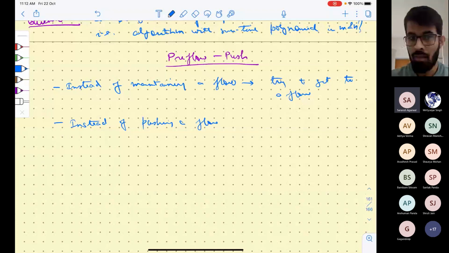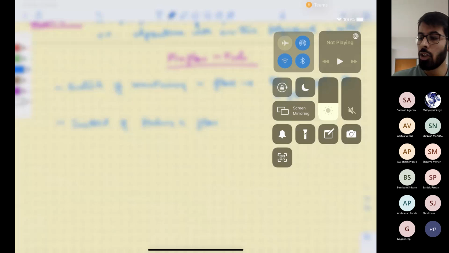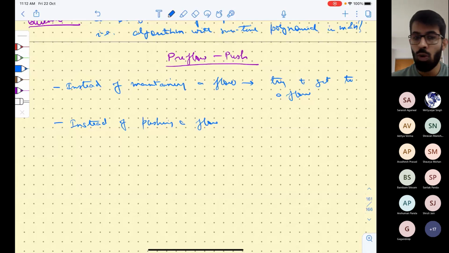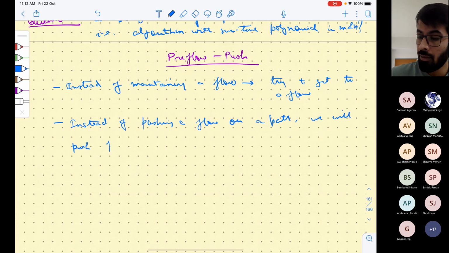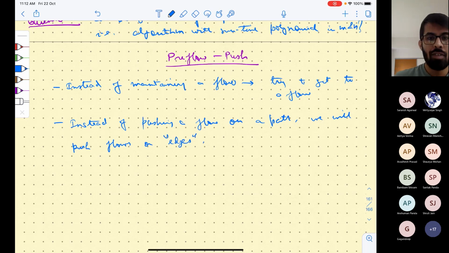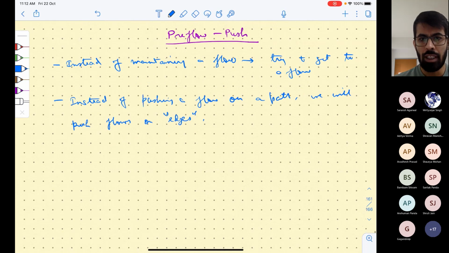Sir, can you please repeat these 2-3 lines? Okay, so all I was saying was that instead of maintaining a flow, we try to get to a flow. We will not maintain a flow at all times like we did in Ford-Fulkerson. And instead of pushing a flow on a path, we will push flows on edges. So that is how it's going to be slightly different from what we had. We'll see what these things mean.